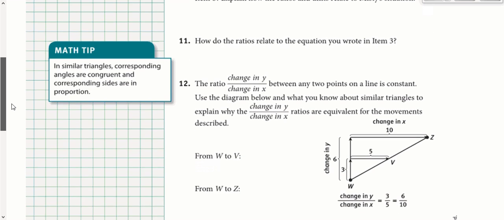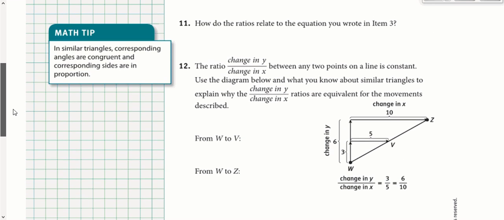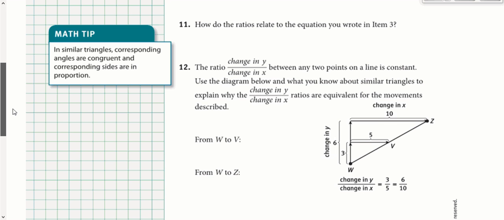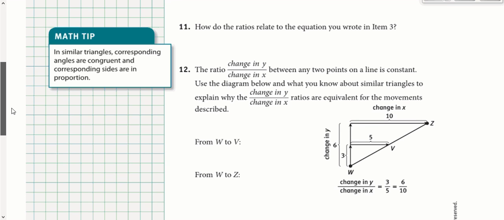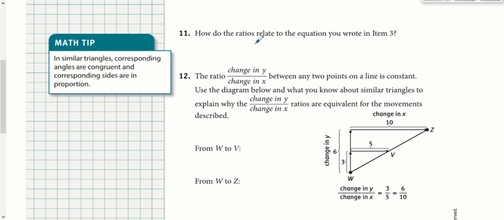We can keep going. You can finish that. 11, how do the ratios relate to the equation you wrote in item 3? Okay, you can come up with something for that. Think about the ratios. They might have always come down to 30 over 1, right? And our equation that we wrote was C equals 30 times D. So, our ratios always came down to 30. Look at that, the $30 per day, right?